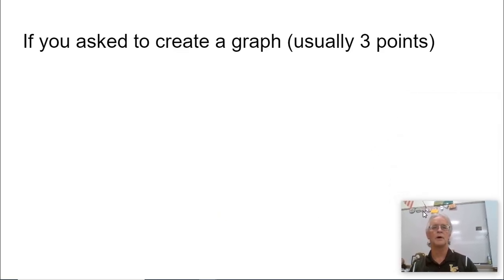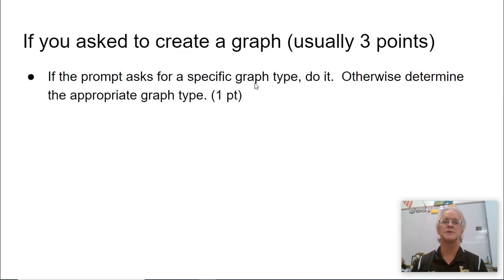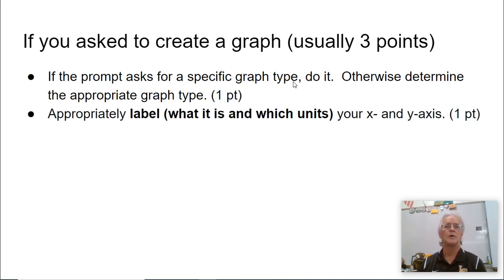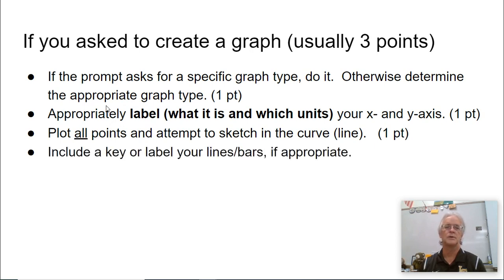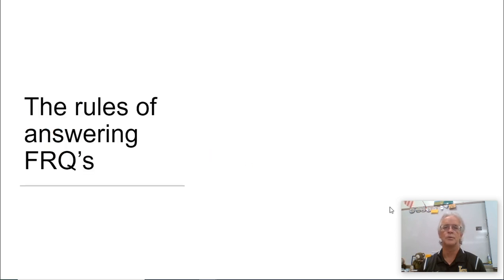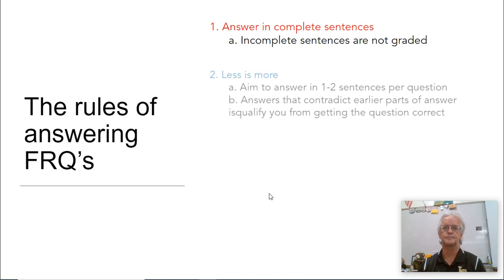If you are asked to create a graph, that's usually 2 or 3 points. If the prompt asks for a specific type of graph, do it. Otherwise, determine the graph type. Label the axes. Make sure you include the units, both x and y axes. Plot all points and attempt to sketch a curve or connect the dots depending on what it's asking for. Otherwise, draw a curve. Include a key or label your lines. Must do that.